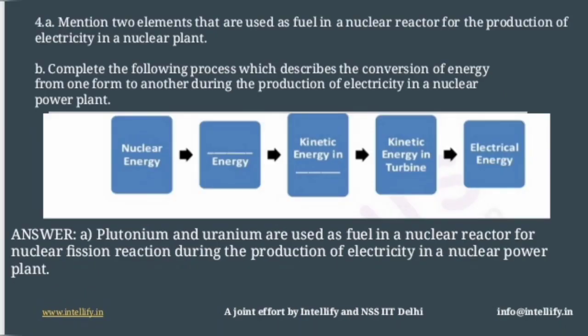Fourth question, A. Mention two elements that are used as a fuel in a nuclear reactor for the production of electricity in a nuclear power plant. The answer is plutonium and uranium are used as a fuel in the nuclear reactor for the nuclear fission reaction during the production of electricity.